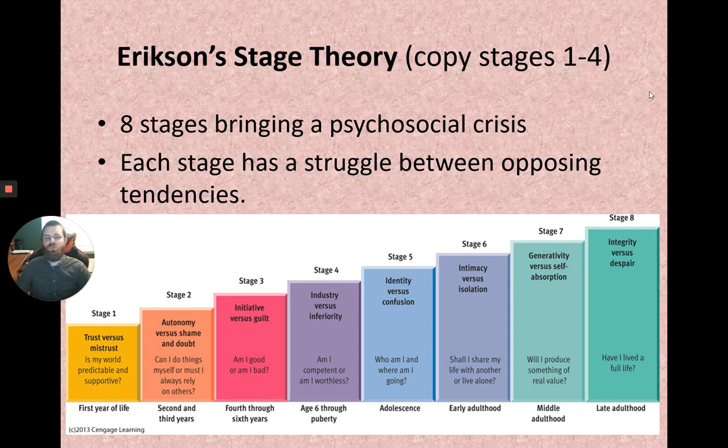All right, stage 4 is industry versus inferiority. So you're definitely in school age now, and this is actually a couple of years longer than the others. So age 6 through puberty, which could be as young as 11 or 12, or maybe even 14. And so industry versus inferiority is dictated by the question, am I a competent individual or am I worthless?